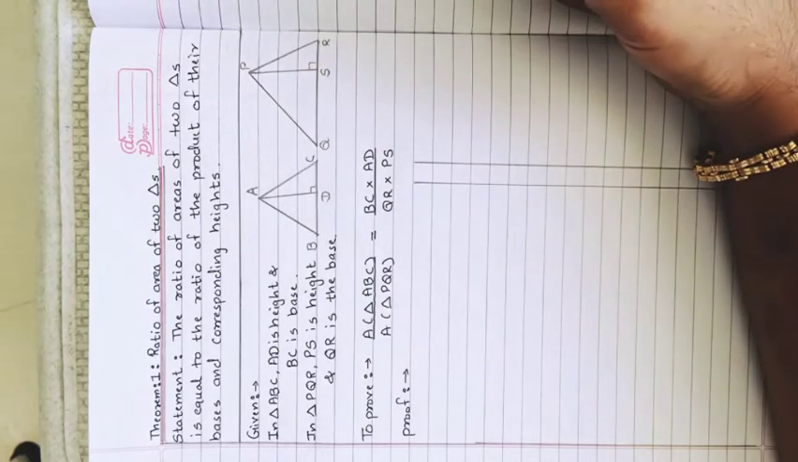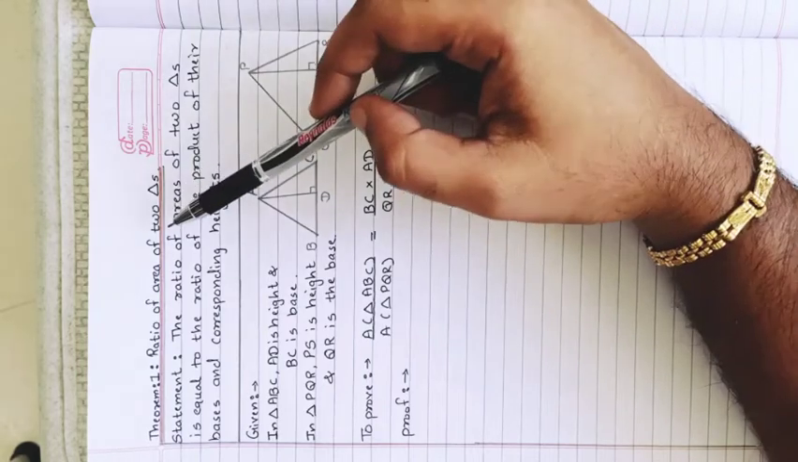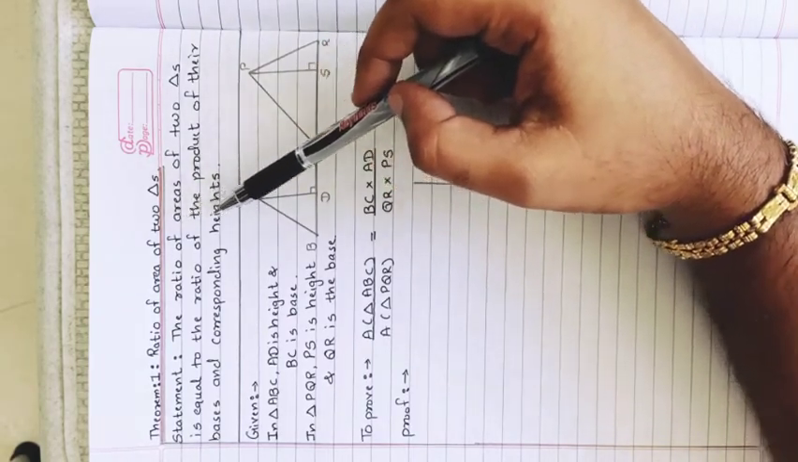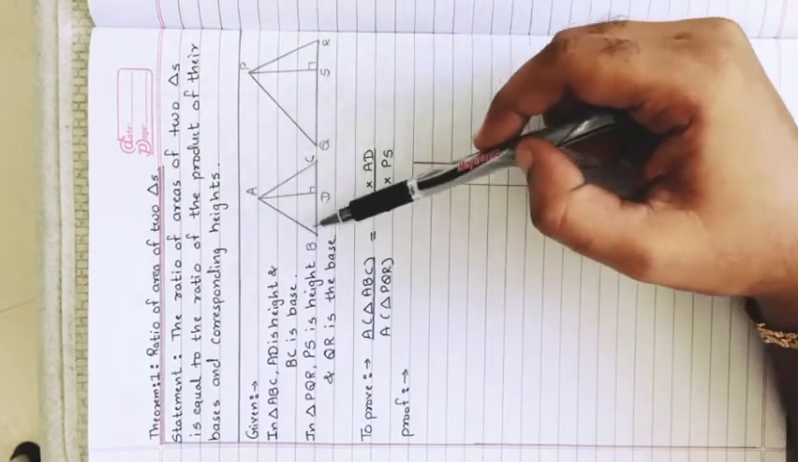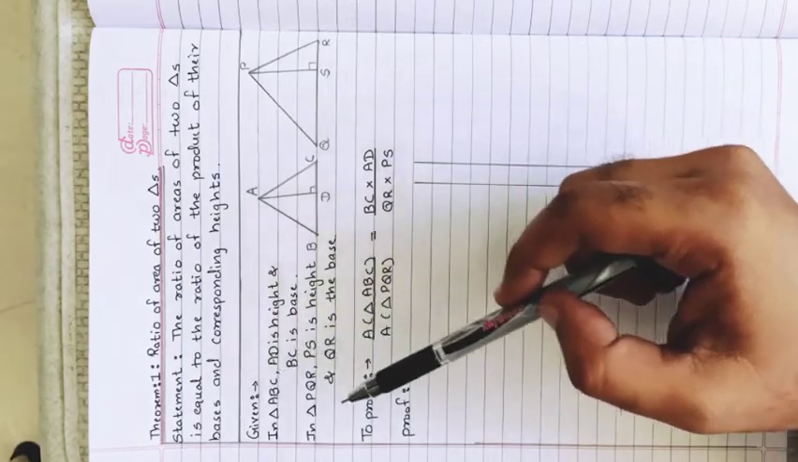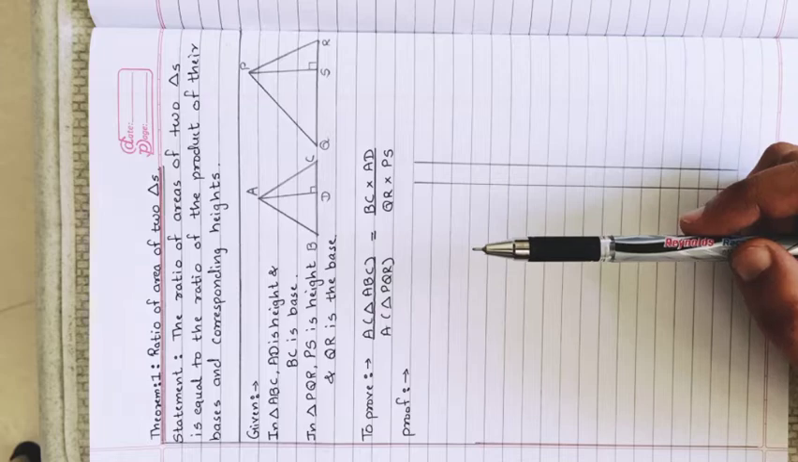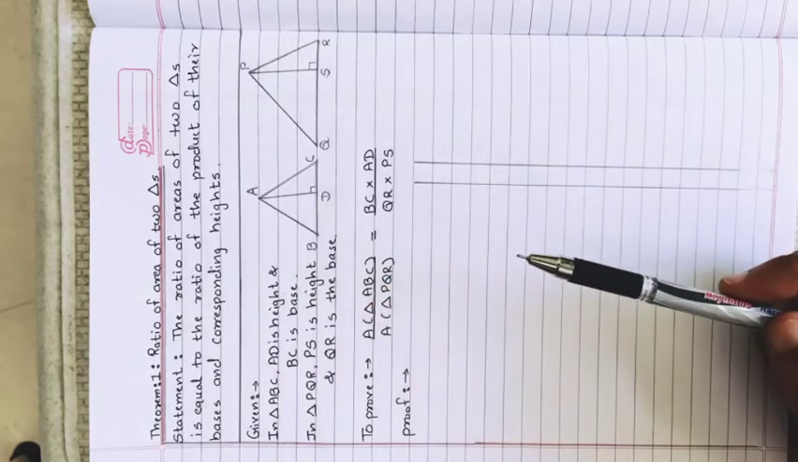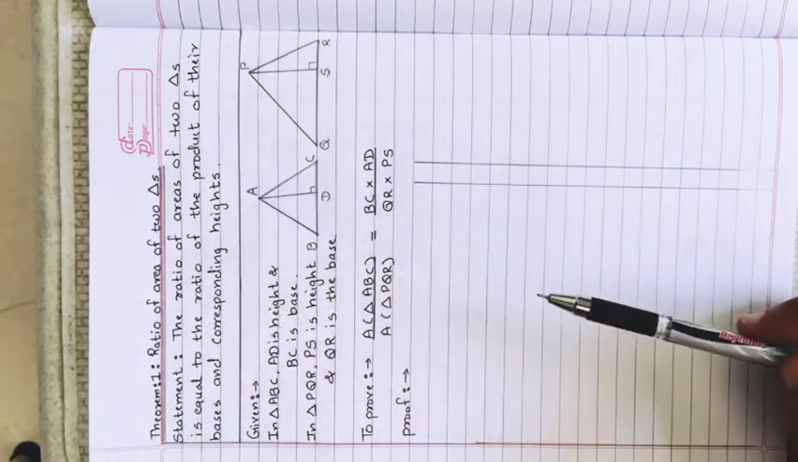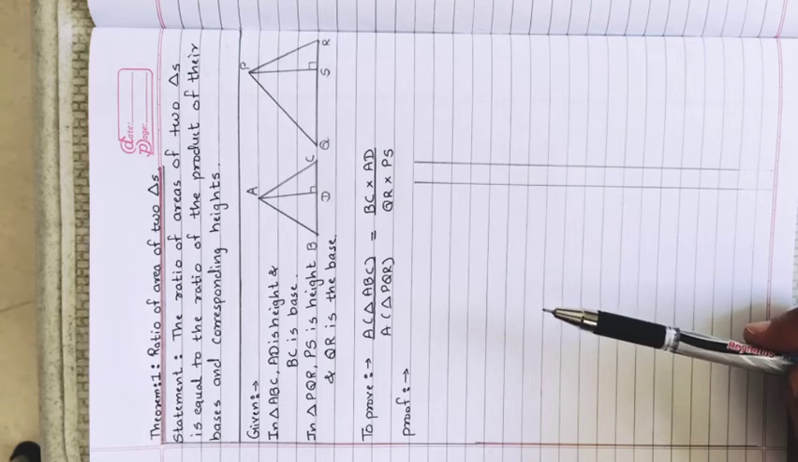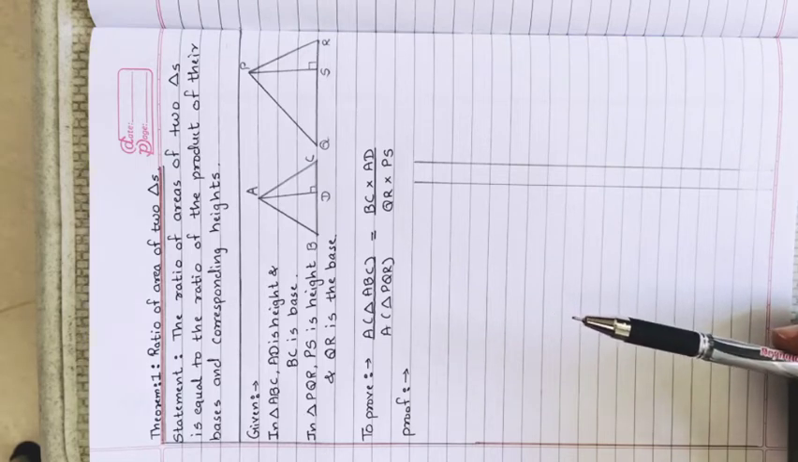In the exam, if they ask, only the statement will be given. The diagram, the naming, given, to prove and proof, everything the student has to do. If they are asking this theorem, it is of 2 to 3 marks. Generally this theorem is so easy that it might not be asked, but you never know.